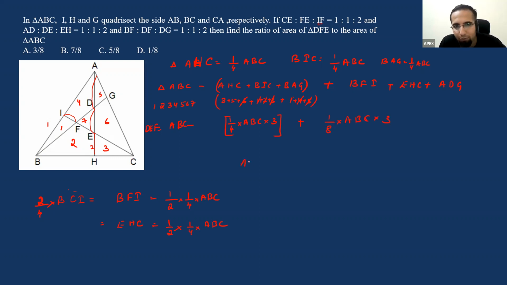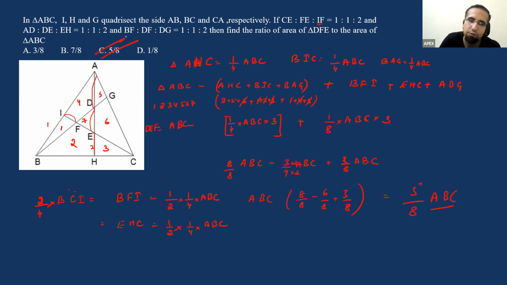So effectively, what am I looking at? I'm looking at ABC minus 3/4 of ABC plus 1/8 of ABC. Sorry, 3/8 of ABC. So let's multiply this as 8/8. I am making into 2/2. So what do I have here? ABC is common. This becomes 8/8 minus 6/8 plus 3/8. That is 2 plus 3 is 5/8. So finally you get 5/8 of ABC will be the value of C.